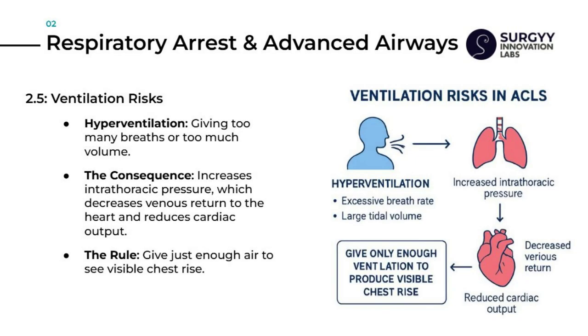Ventilation risks must be carefully managed to avoid harming the patient. Hyperventilation occurs when a provider gives too many breaths or uses too much volume per breath. The consequence of this error is an increase in intrathoracic pressure, which decreases venous return to the heart and ultimately reduces cardiac output. To prevent this, follow the rule of giving just enough air to see visible chest rise. This ensures adequate oxygenation without the hemodynamic compromises associated with excessive pressure, maintaining the delicate balance required for successful resuscitation and stable perfusion.